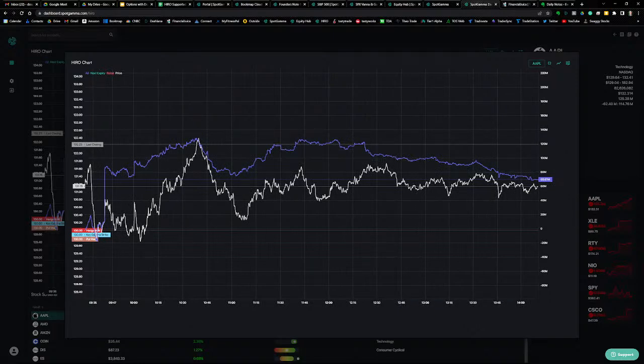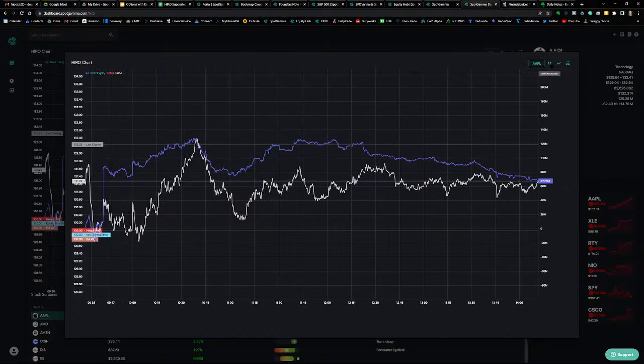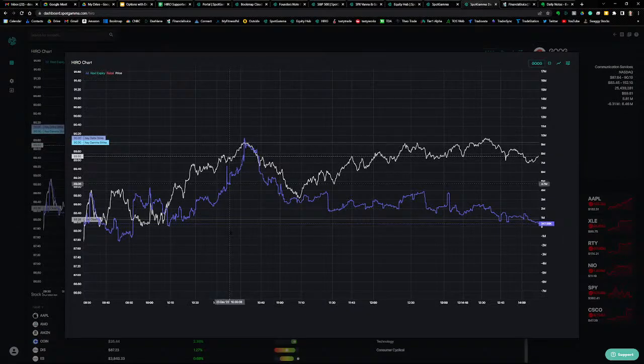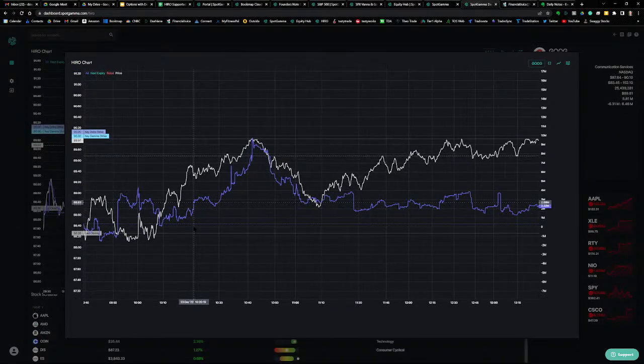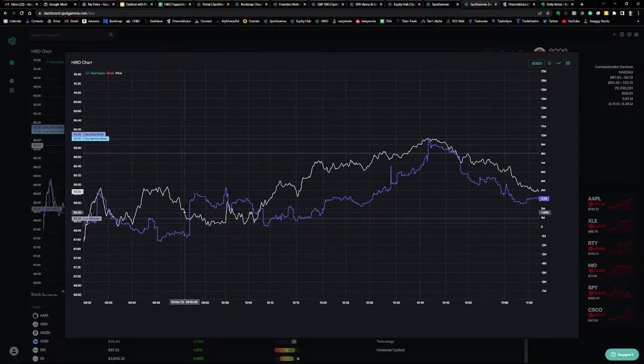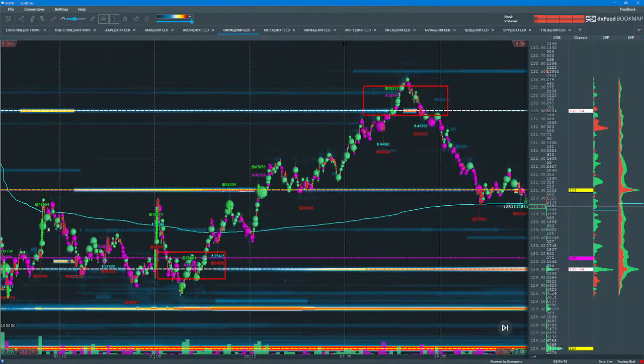And the next setup was Google. And I saw what looked like another divergent setup here. Let me zoom in a bit with this block order coming in. So there's the block order. Hero makes a higher high, and then price reverses higher after the 10 a.m. data. Let's go take a look at Bookmap at Google.